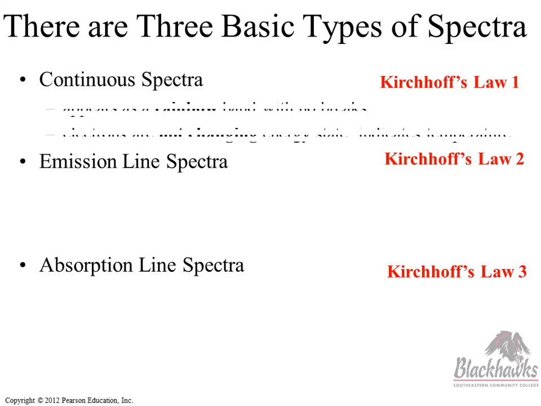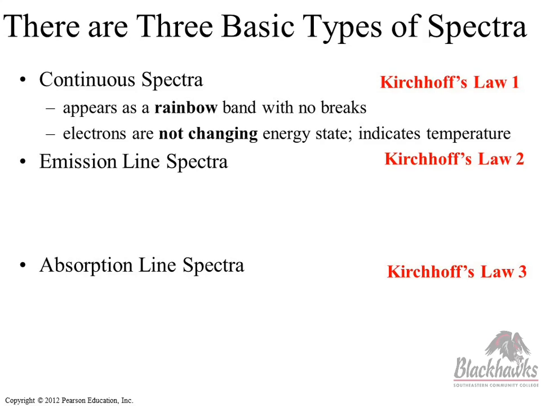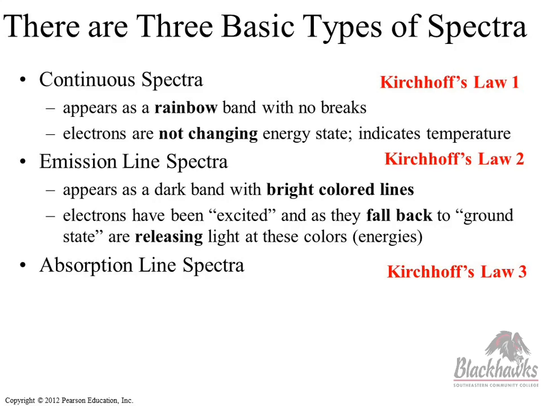Starting with Kirchhoff's first law, or continuous spectra. The word continuous means non-segmented, and that's what we have with a continuous spectrum. Basically, you have pure, no interruptions. You have the Roy G. Biv, no interruptions. The next 2, though, have interruptions that are due to the presence of a gas or the presence of a metal. The metal could be in a gas, or the metal could be in the solid state.